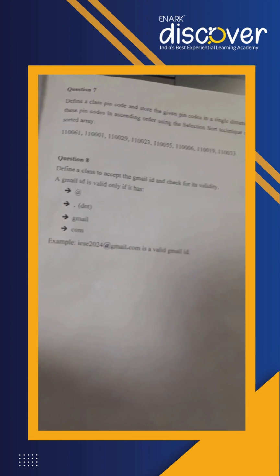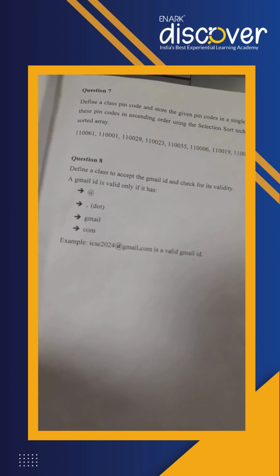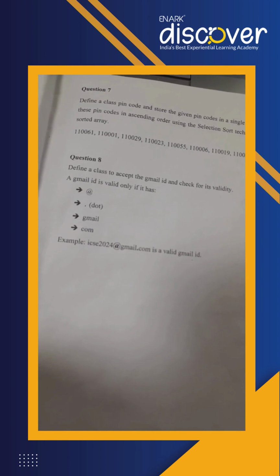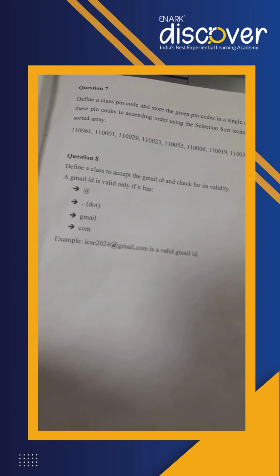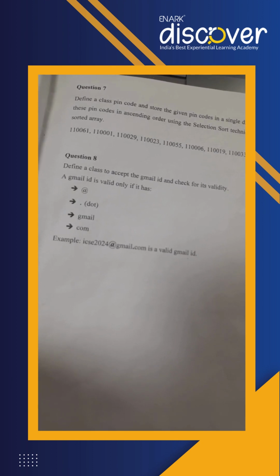Now the last question. We have to accept an email ID from a user, and we have to check whether it is a valid email ID or not. A valid email ID must have @gmail and com.